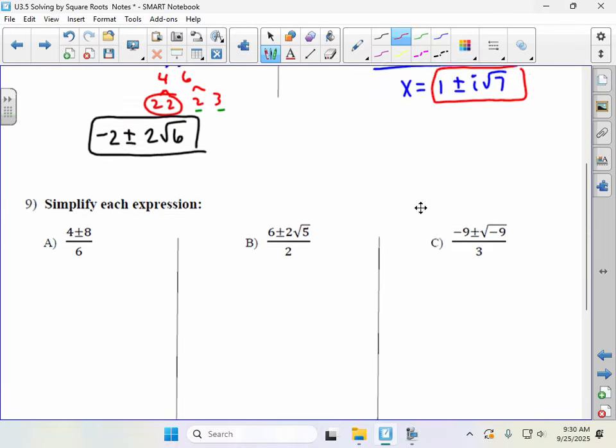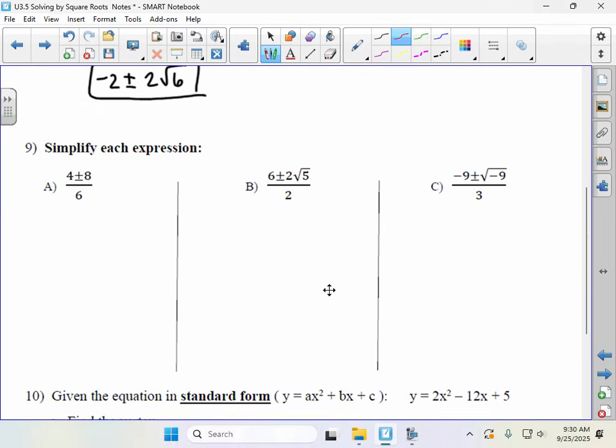I think in the next lesson, we're going to end up with problems similar to these, and so we have to be able to simplify this. This is going to come back from, I think, complex fractions. This concept on the division part is going to come in here. So question A, we want to simplify 4 plus or minus 8 over 6. Because there's no radicals in this problem, we can actually do 4 plus 8 divided by 6, and then we can do 4 minus 8 divided by 6.